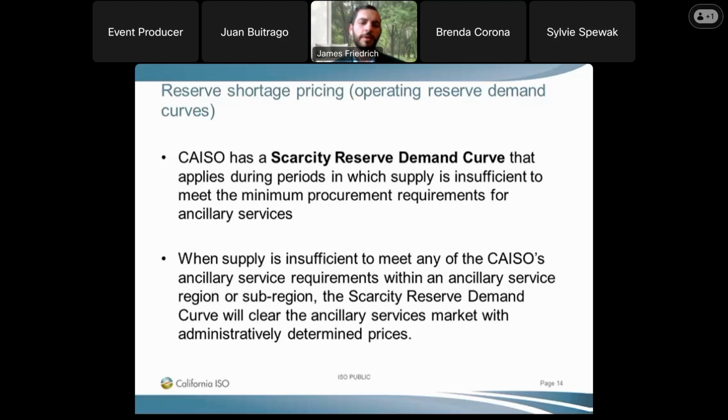And so the market already does have this concept of ancillary service scarcity that's effectuated by this scarcity reserve demand curve. So when there is insufficient supply to meet any of the CAISO's AS requirements within a specific AS region or subregion, the scarcity reserve demand curve clears the AS market with administratively determined prices. Same as the concept we've been discussing, what the market optimization actually sees is that one of the surplus variables associated with these AS requirements takes value in the scheduling run because there's not sufficient supply to meet that requirement, and it gets passed into the pricing run, and the pricing run uses these administratively determined prices to set the AS scarcity value. Let's go to the next slide.